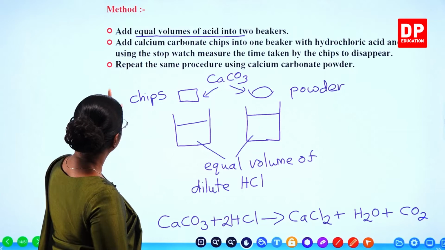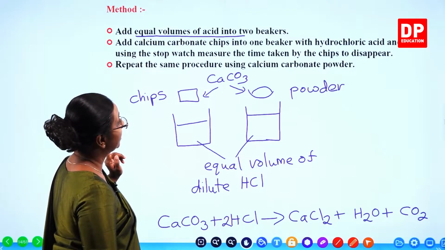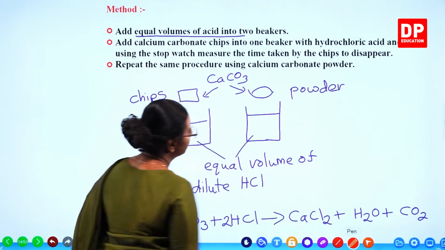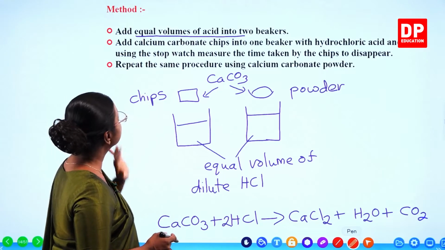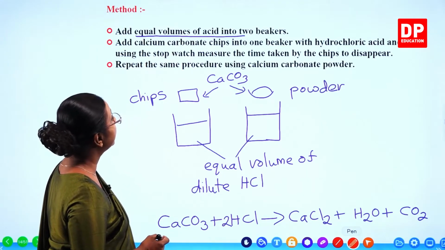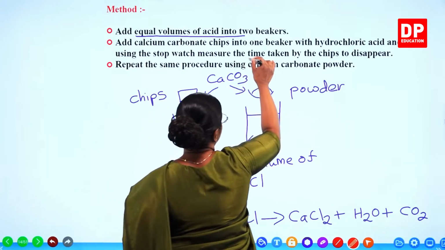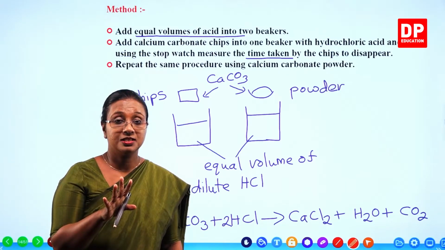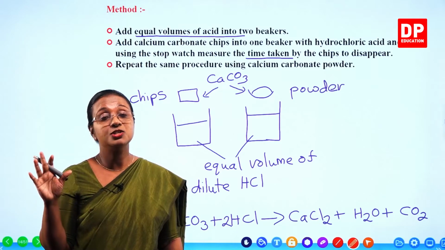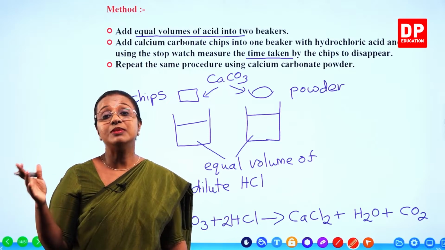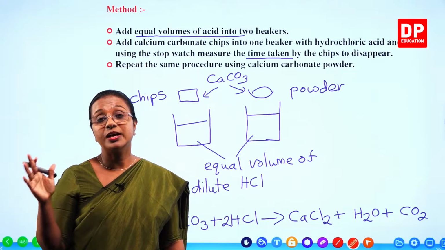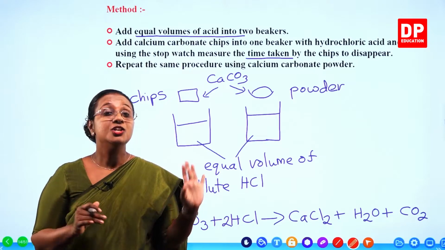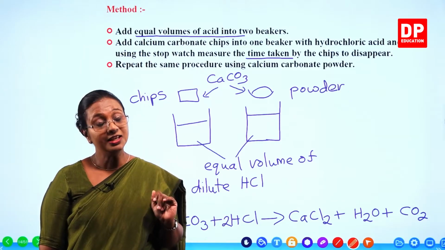So here you can see, add calcium carbonate chips into one beaker with hydrochloric acid, and using the stopwatch, measure the time taken by the chips to disappear. Repeat the same procedure using calcium carbonate powder. So here students, we measure the time taken. A fixed amount of reactants is used up, but we measure the time taken. We compare the rate based on the time taken. I am sure students, you all can understand this activity clearly. So let's go to the lab and do this activity now.